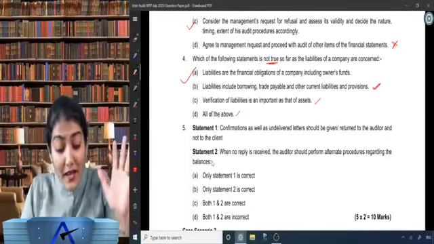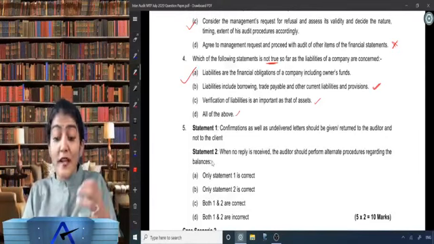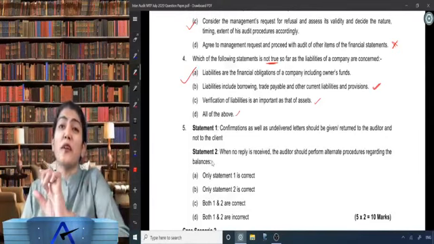Okay, ठीक है. So liabilities are the financial obligation of a company including owner fund. वो sentence में गड़बड़ हो गया, because they've written that including owner's fund, right? That is not right over there.